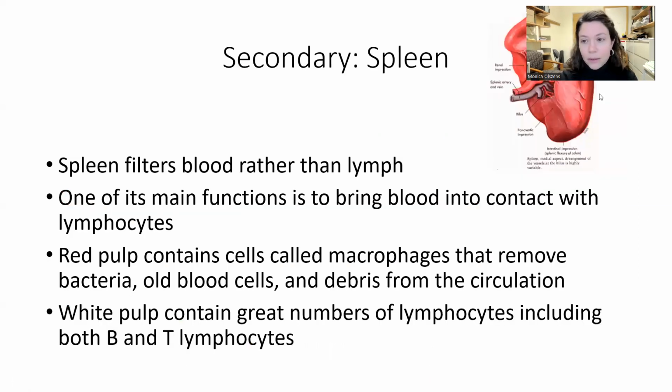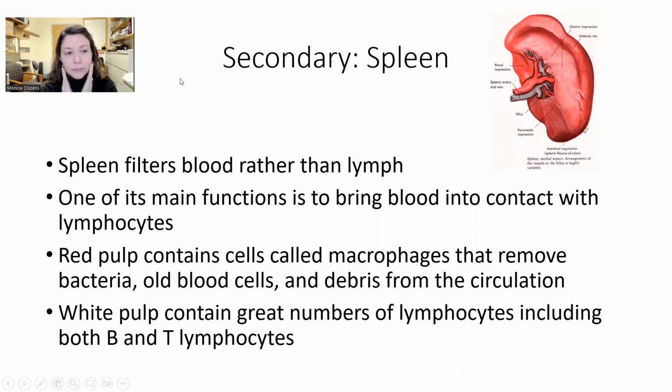All right. There's a few other secondary organs to talk about. They're not as important, but I guess it depends on your perspective. So the spleen filters blood rather than lymph. This is actually where your old red blood cells go to die, so that is pretty important. One of its main functions is to bring blood into contact with lymphocytes. So this is another point where if you had an infection, your immune cells could figure it out.